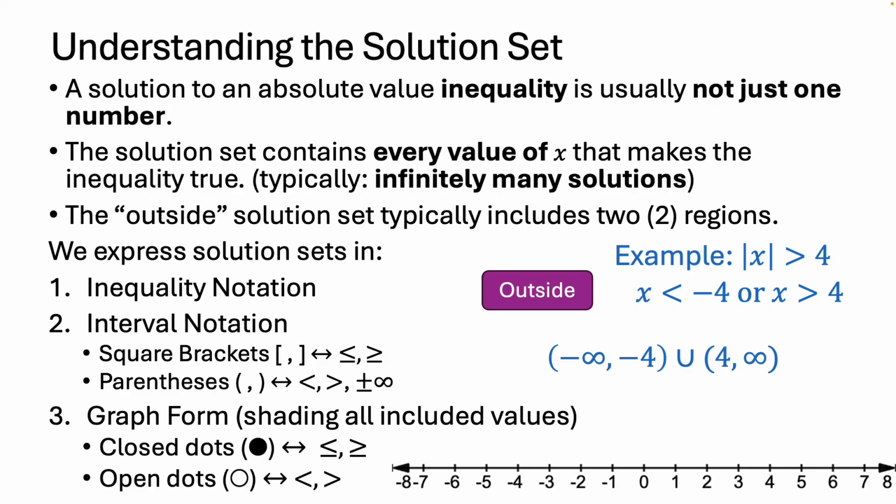We could graph this solution set on the number line. We would have an open dot at negative 4 to show that it is excluded from the solution set, and then we would shade to the left. We would have another open dot at 4 to show that 4 is excluded from the solution set, and shaded to the right.